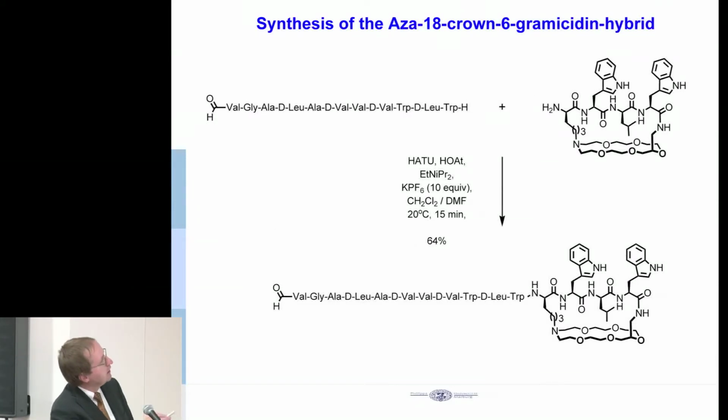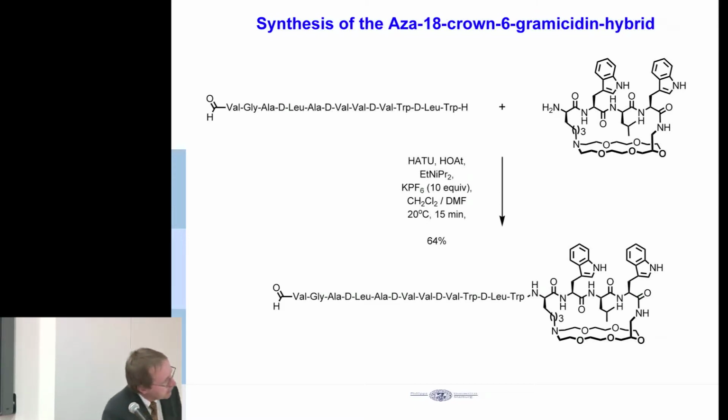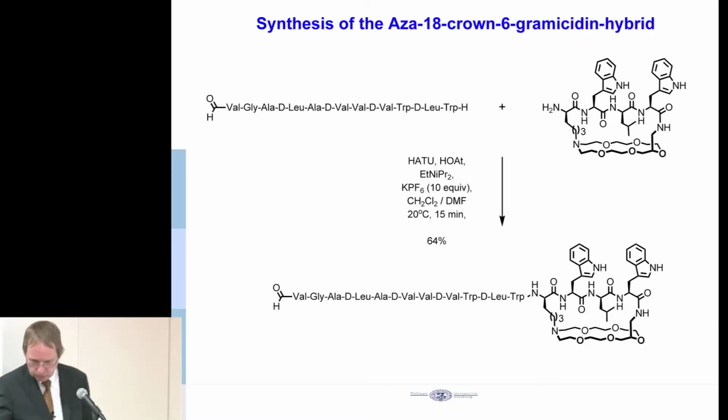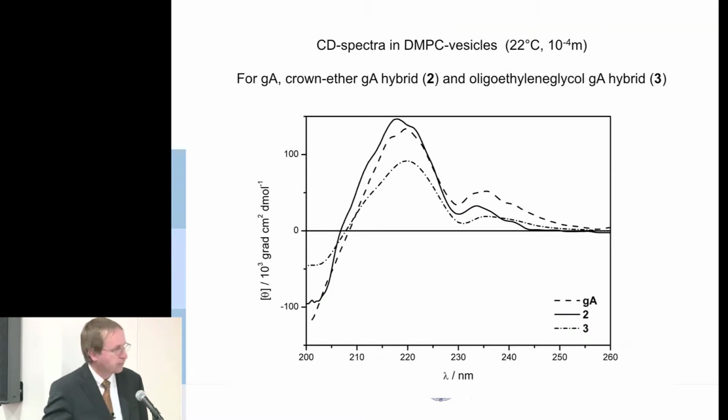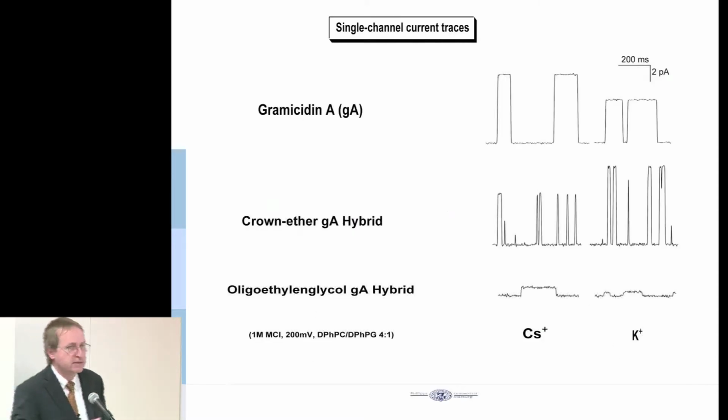Next, we attach the 11 amino acids to the 4 amino acids, and we get the compound that's now an ion channel with a crown ether at the end. The structural consequences are that we still have the beta helix that can be shown by CD spectra in vesicles. So we still have the channel structure, and these are now the functional consequences.